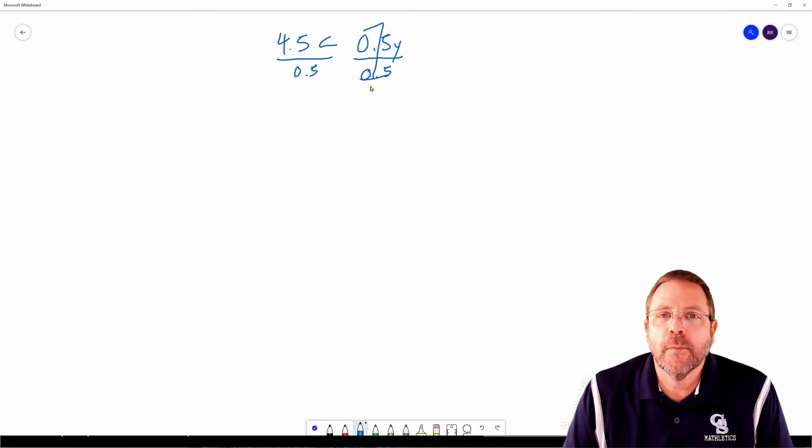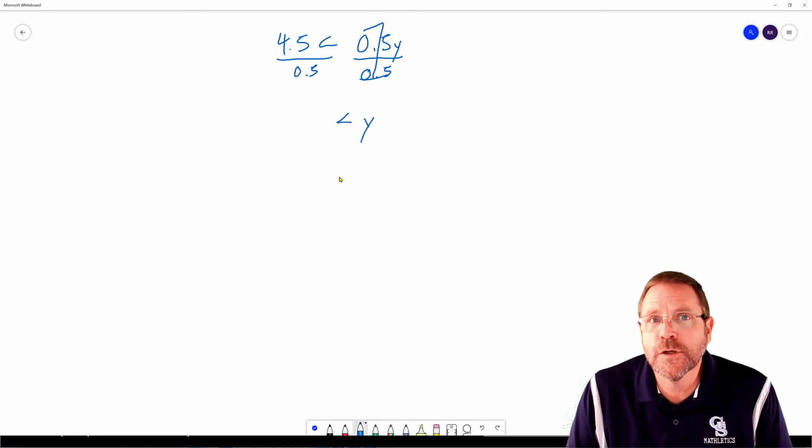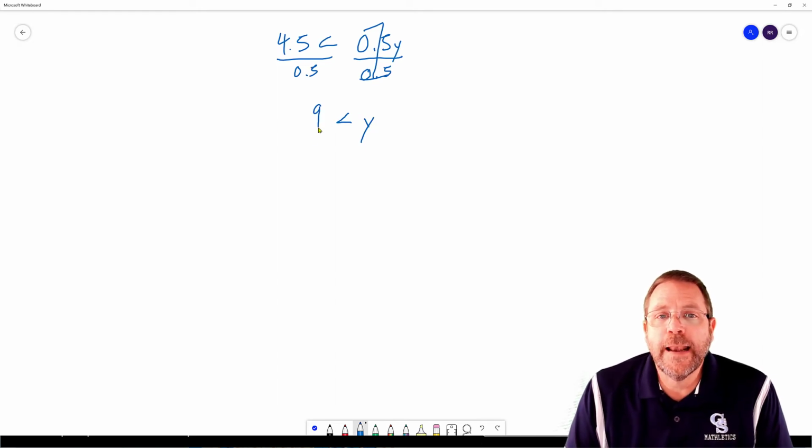These divide out becoming 1. 1 times y is y. The less than sign stays the same. And then 0.5 is going to go into that 9 times.